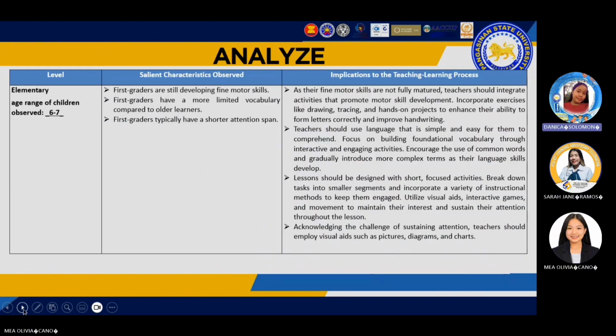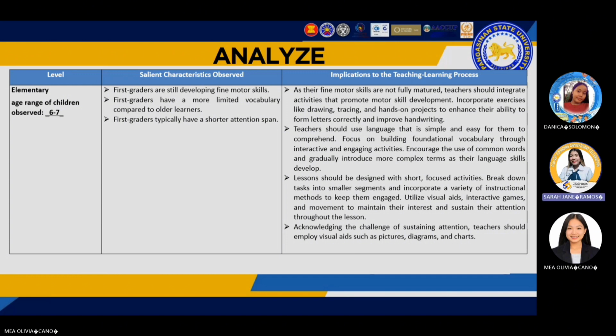Next discussion. So analyze. The level of observations is the elementary age range of children observed, 6 to 7 years old, and the salient characteristic observed is the first grade. The first graders are still developing fine motor skills. The second one is the first graders have a more limited vocabulary compared to older learners, and the third one is first graders typically have a shorter attention span.